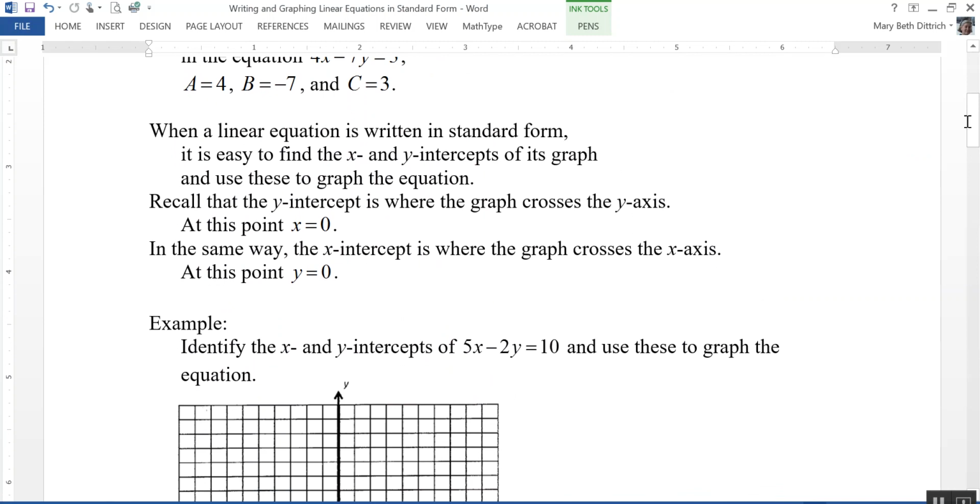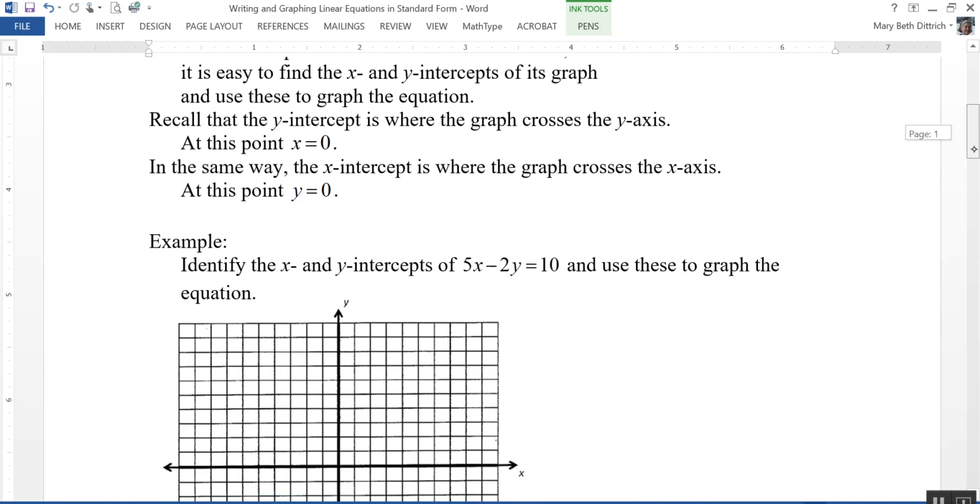When a linear equation is written in standard form, it's relatively easy to find the x and the y-intercepts of the graph and use these to graph the equation. Recall that the y-intercept is where the graph crosses the y-axis. At this point, x is always equal to 0. In the same way, the x-intercept is where the graph crosses the x-axis, and at this point, y is always equal to 0. So let's take a look at this example.